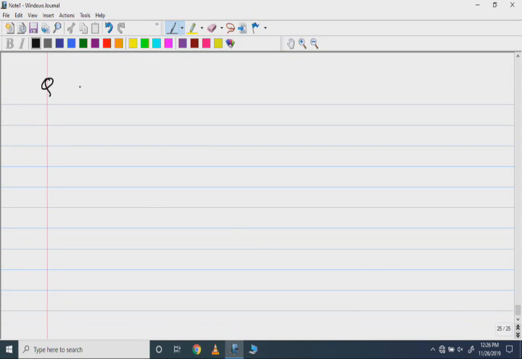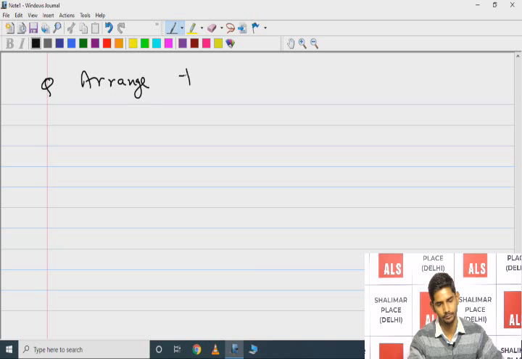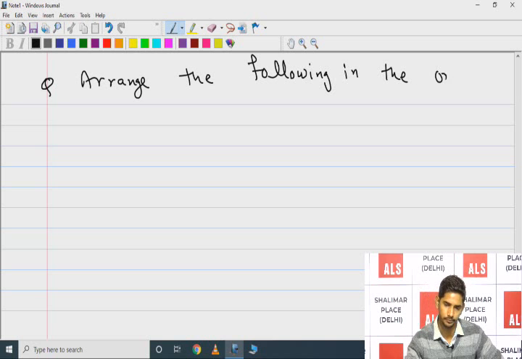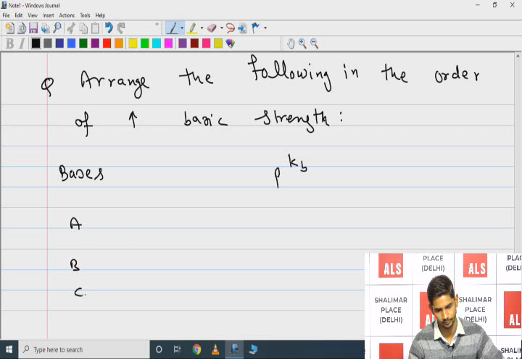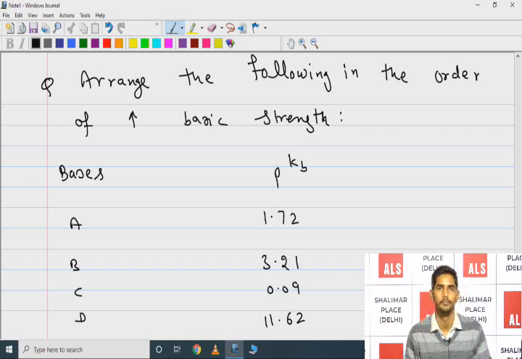I have a question for you. Arrange the following in the order of increasing basic strength, given their pKb values. Arrange, and tell me the answer.